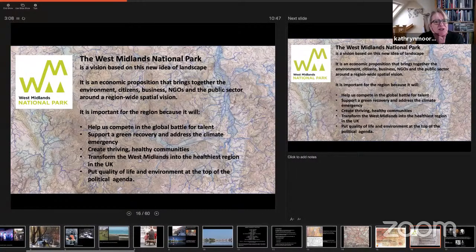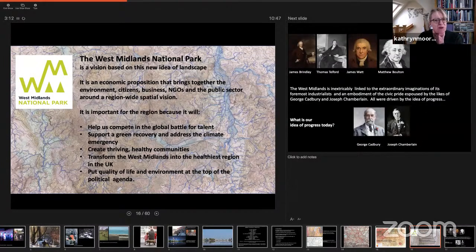So we've come up with this idea that the whole region should become a national park. This is an economic proposition that brings together the environment, citizens, businesses, NGOs, and the public sector around an idea that overarches all the different sectors: economic, brownfield redevelopment, transport, social, cultural, health and well-being. It's seen as important regionally because it will help to change attitudes, identities and levels of confidence by creating thriving, healthy communities, with an aspiration to transform the West Midlands into the healthiest region in the UK, and to put quality of life and environment at the top of the agenda.